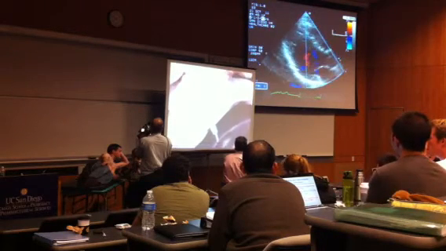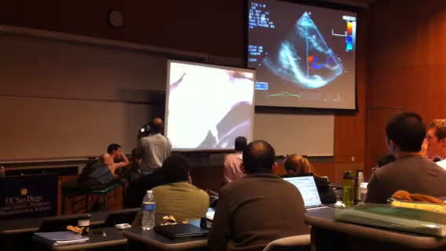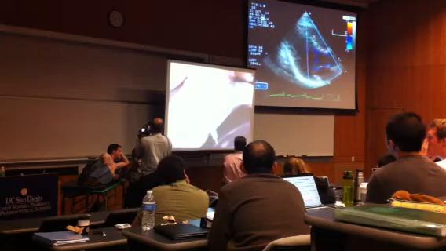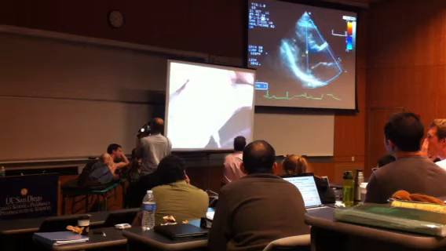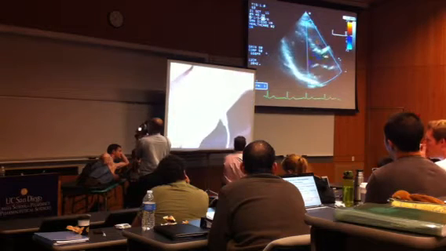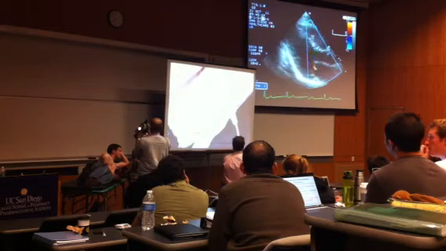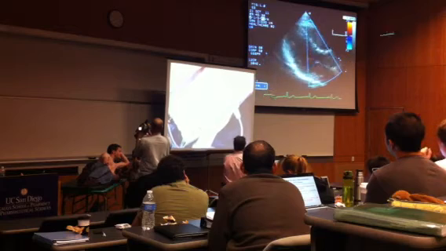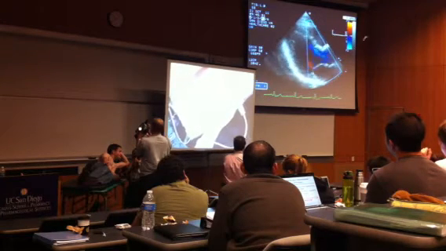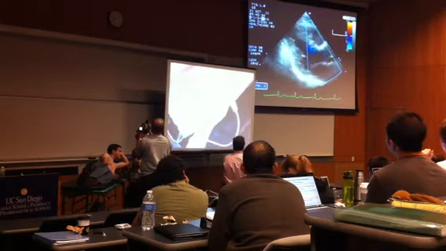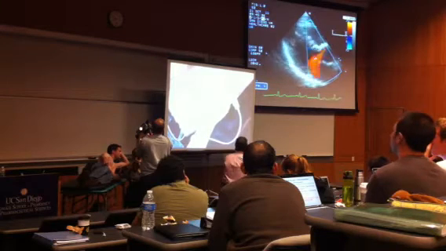And again, we can see flow from the left atrium into the left ventricle, and then we don't see it as well because the transducer's here and the flow is out here into the aorta, but we can see flow that begins to go out the aortic valve.